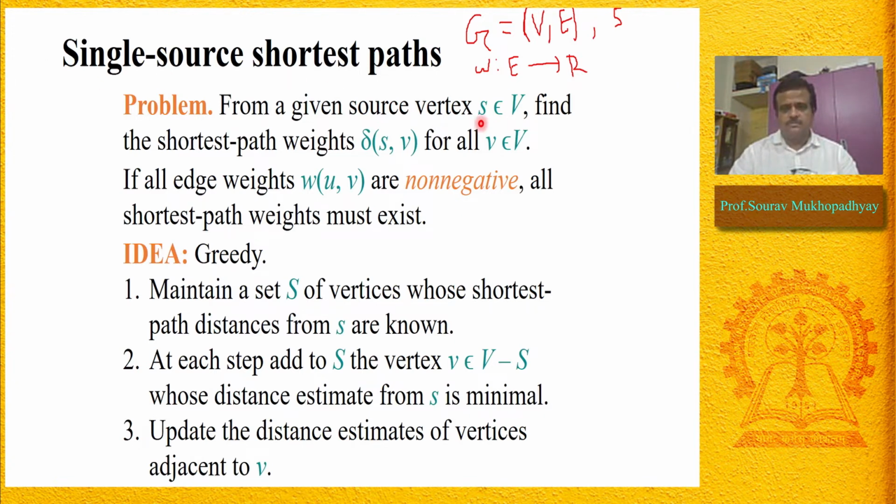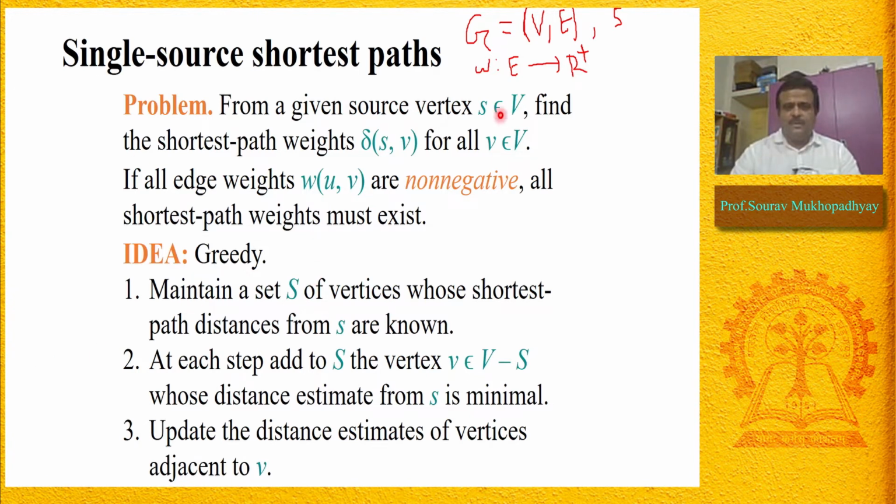The source is given. We are given the vertex s, and from that vertex we need to find delta of s comma v for all v. Here, Dijkstra's algorithm cannot handle a negative cycle, so we want to avoid it. For that, we take all the edge weights to be non-negative. If our edge weights are non-negative, then there will be no negative cycle. That is why the weight function is from E to non-negative reals, so there is no negative weight on the edges. That guarantees there will be no negative cycle, because Dijkstra's algorithm cannot handle negative cycles.